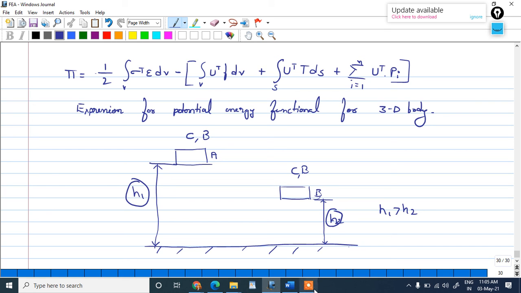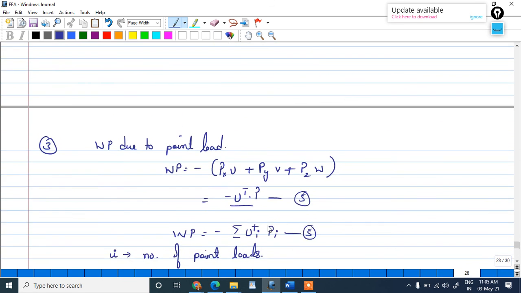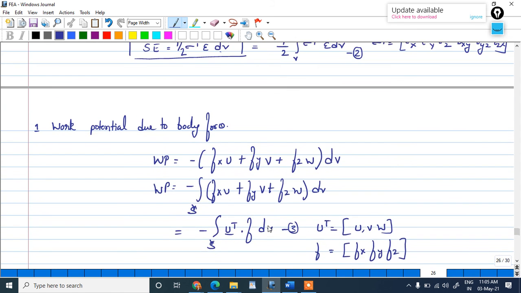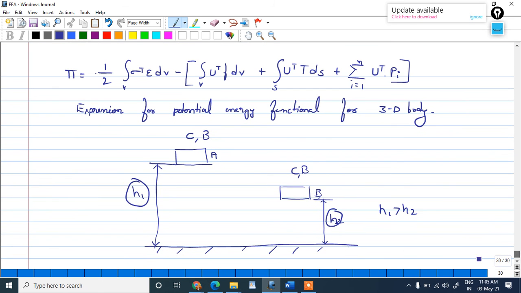So that is all about this simple derivation based on the potential energy method. And again we have the other two forms, the Rayleigh-Ritz method and Galerkin's method, and we have several steps to solve those. So let me stop my video here.